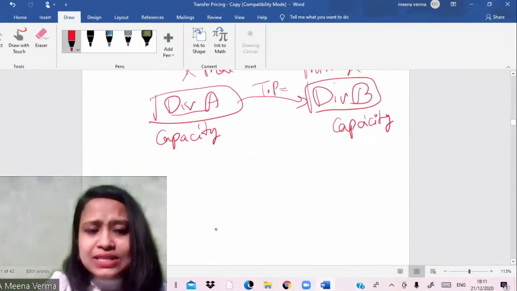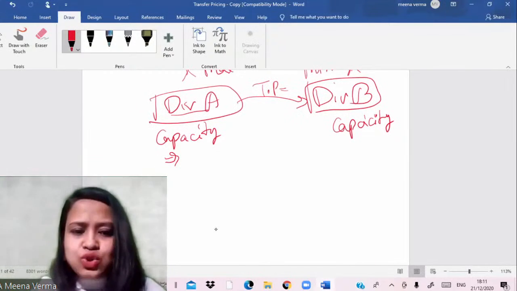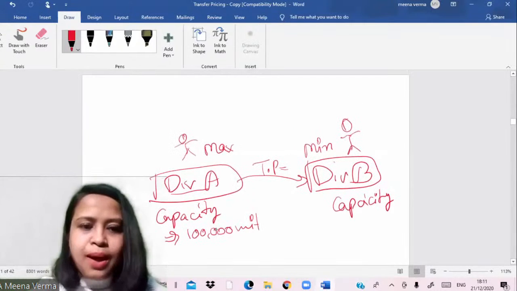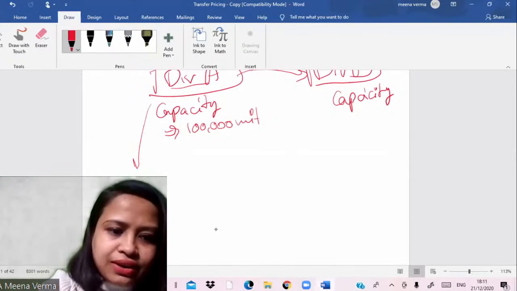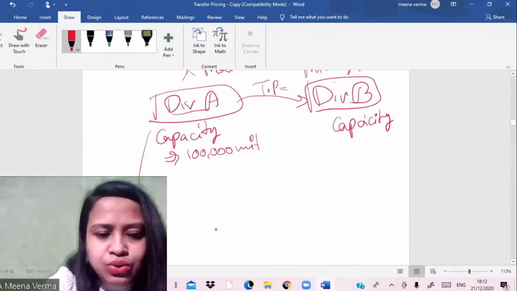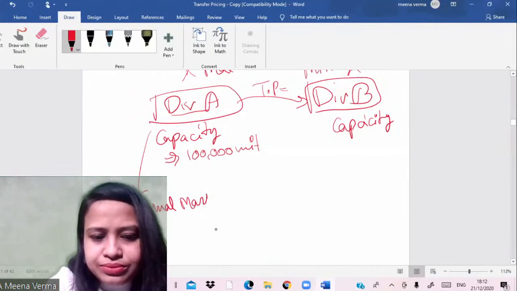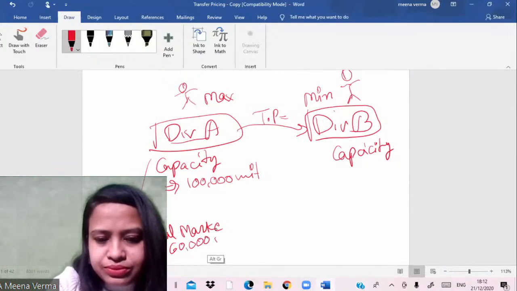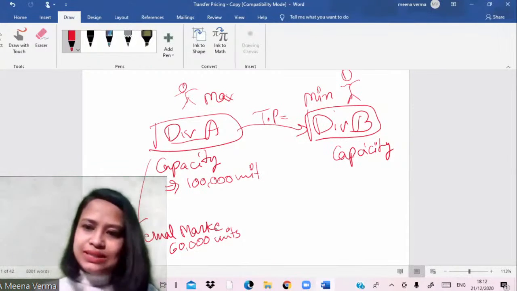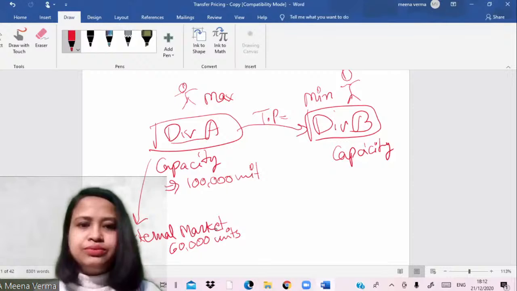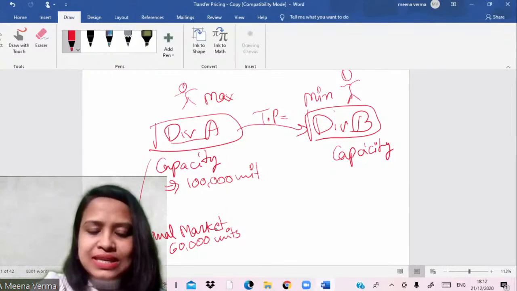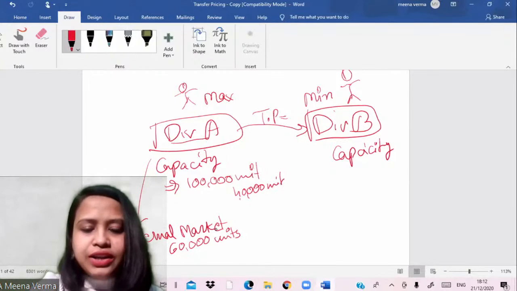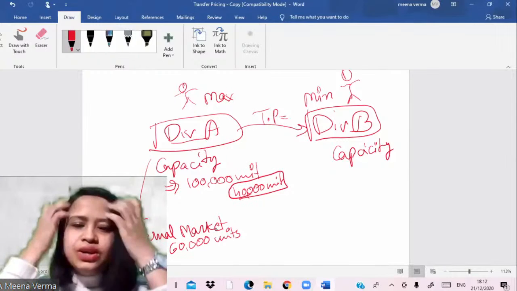Now see, for example, my capacity in division A is to produce 1 lakh units. But in the external market for my product, I can sell a maximum of only 60,000 units. So it means that we have 40,000 units of spare capacity, that is 40% spare capacity. Unused machines or unused capacity we have.